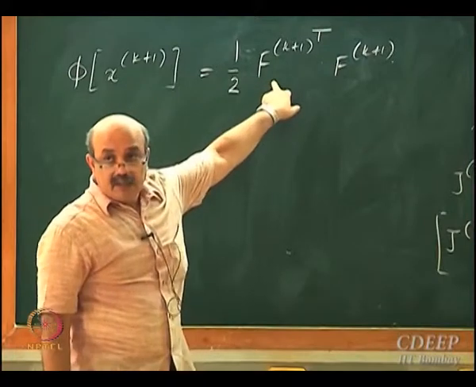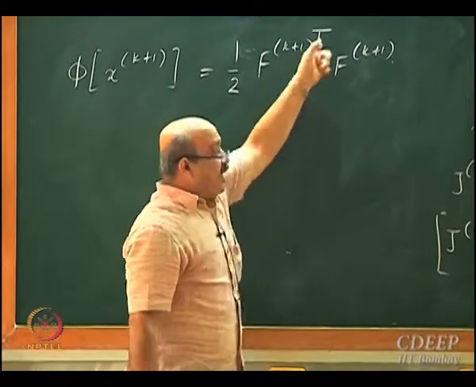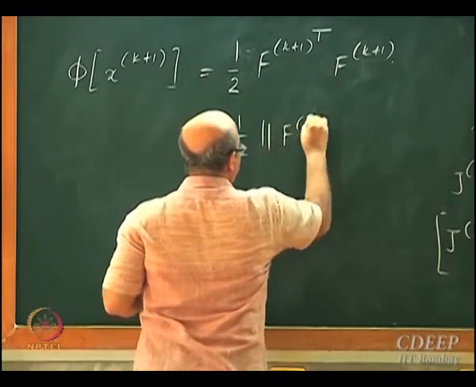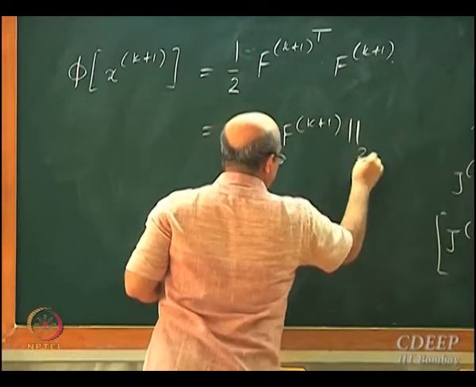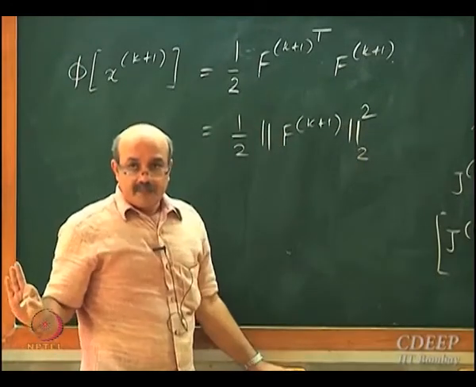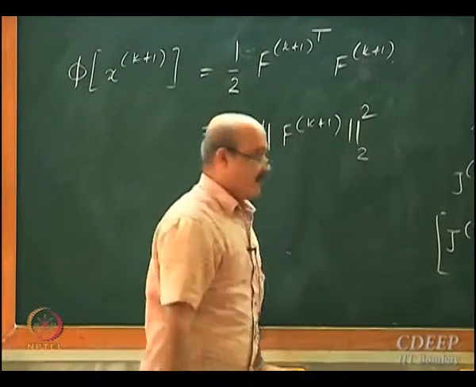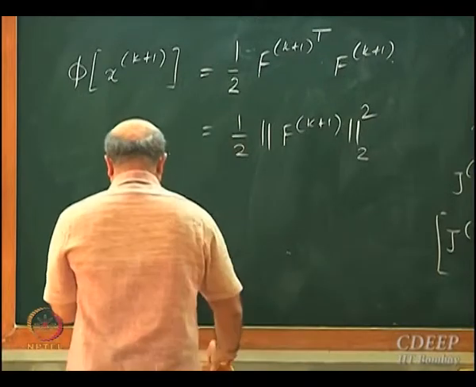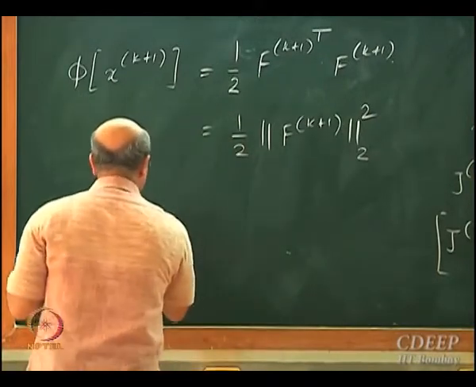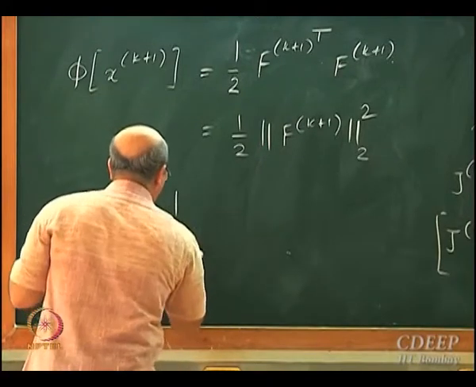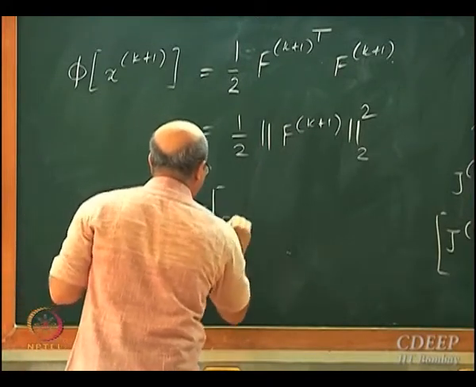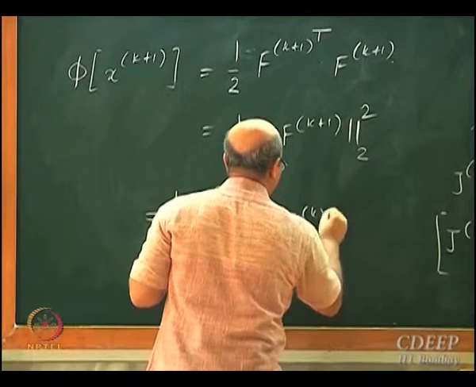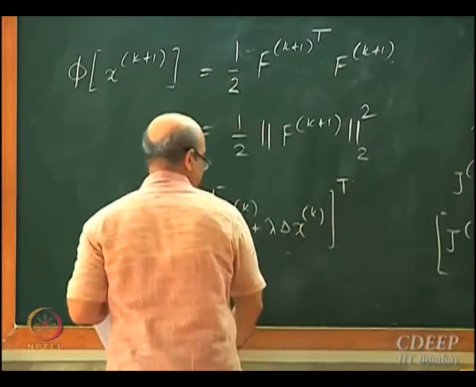F is my function vector. F k transpose F k, what is this? This is nothing but half of the norm of f k plus 1, 2 norm squared. I am going to look at this function. Now this particular function is nothing but half f of x k plus lambda delta x k, transpose.